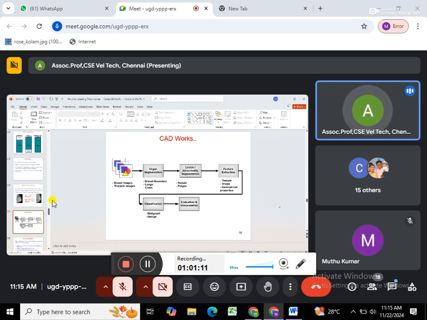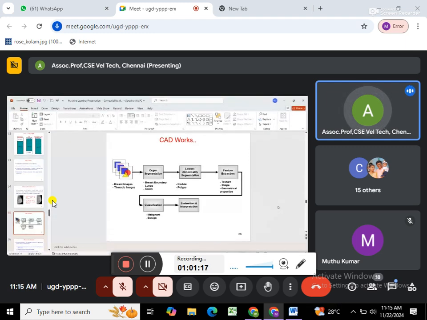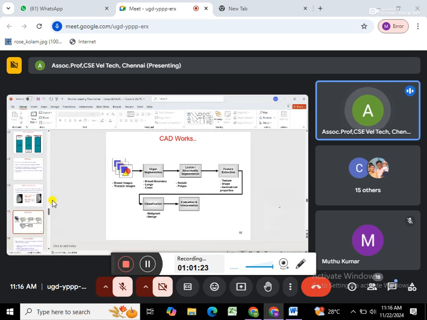I go for classification. I am telling whether it is malignant or benign. Benign means non-cancerous and malignant means cancerous, right? And finally, I am going for evaluating and interpreting the system, whether the person or the patient is affected with malignant, cancerous or non-cancerous.